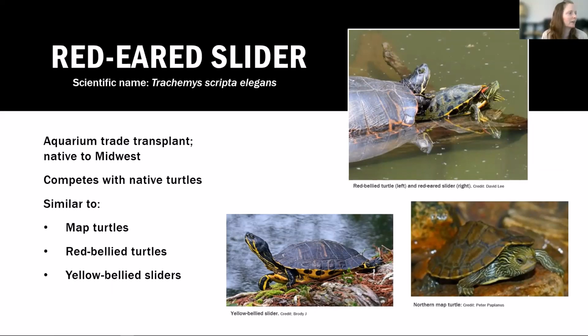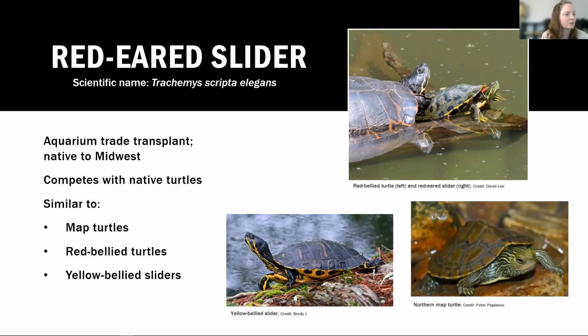As I mentioned before, they are an aquarium species, and their native range is the Midwest. But since they have been introduced, we are worried about their competition with native turtles. They have some diet overlap with other turtles, and so that could have a negative effect on our native turtles. And they are, at least from a distance, probably similar to other medium-sized turtles. But none of these other turtles have that red stripe behind the eye, so that's definitely a dead giveaway.